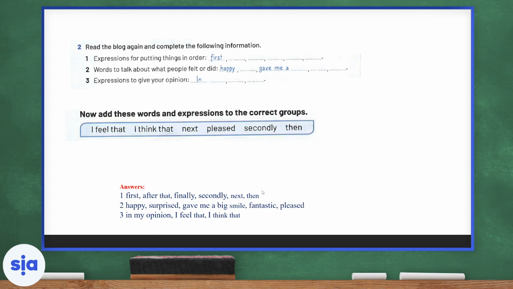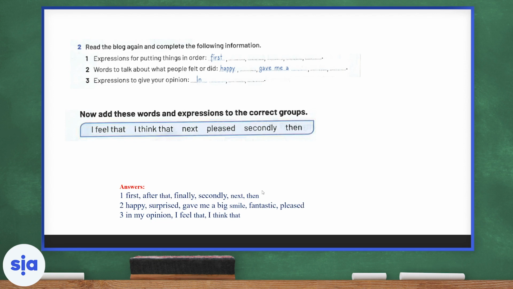So again, if you want to express things in a specific order, we can use first to talk about something that happens in the beginning, or after that to talk about the second thing that happens, or finally to talk about something that happens at the end of an event or a story. And we can use secondly to talk about the second thing, or even next to talk about the upcoming thing that happened, or even then.